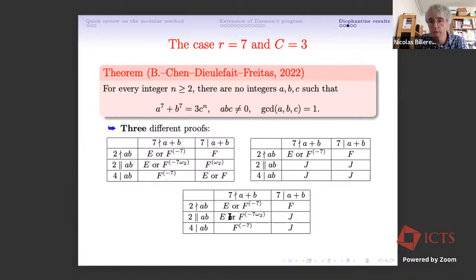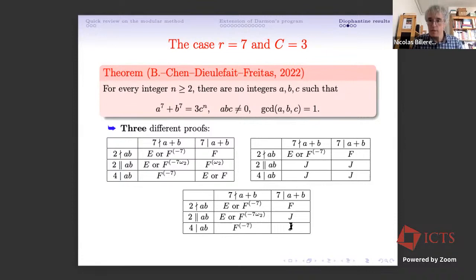And finally, we can give a third proof of that theorem where we use a more balanced mix of elliptic curves and abelian variety of dimension greater than 1. So namely, we use E or F in all these cases. And in the last two cases where 7 divides A plus B and 2 divides AB, we use J.